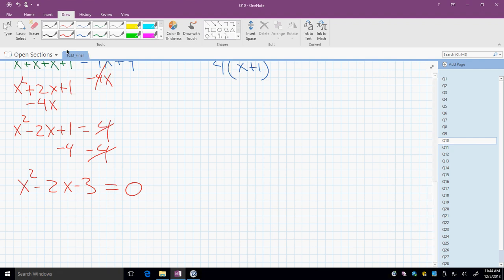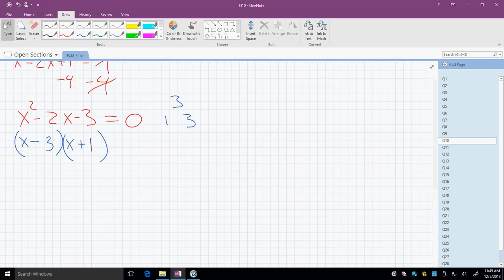Now we need to factor. Open a set of parentheses. Factors of x squared is going to be x and x. The first sign, you just bring it down. The second one, we multiply negative and a negative, it's going to be positive. Factors of 3 is going to be 1 and 3. I need to place the largest number first so I can match the sign.